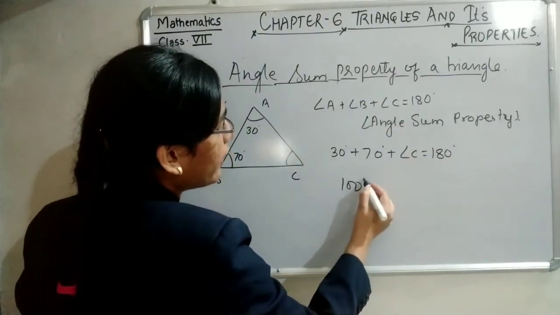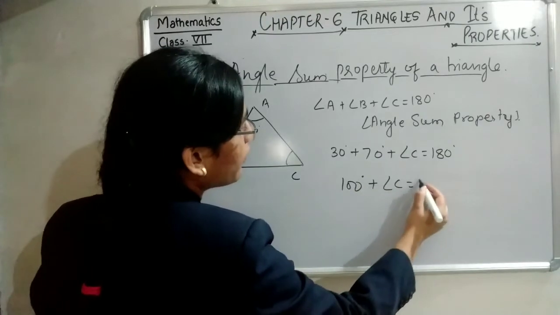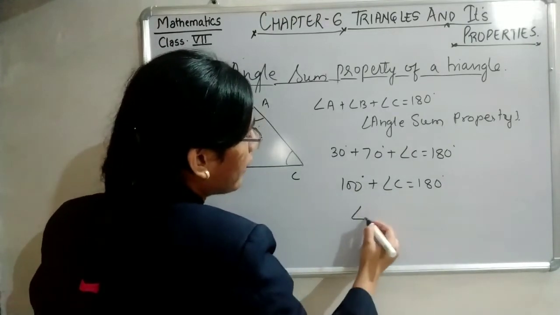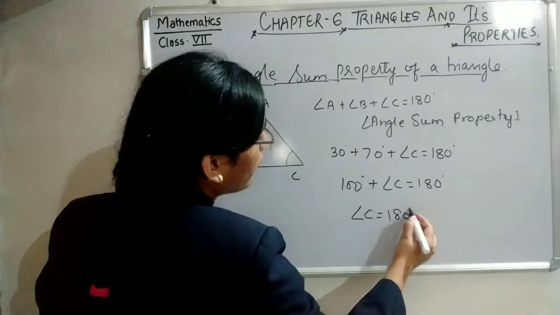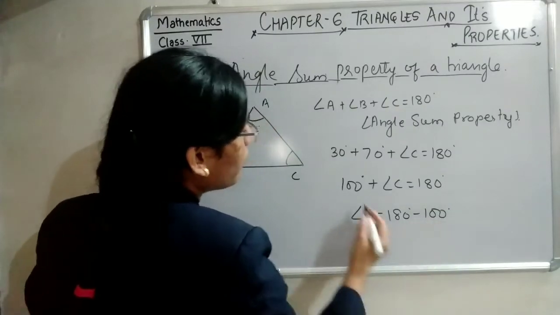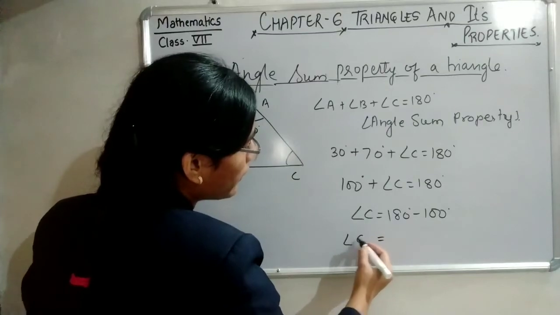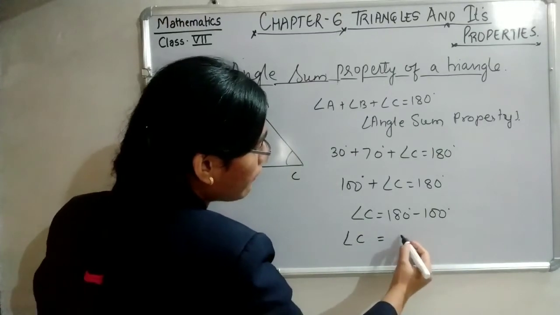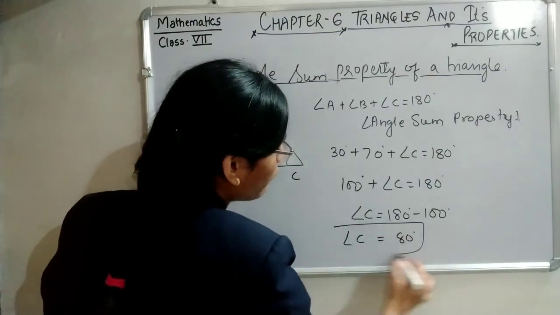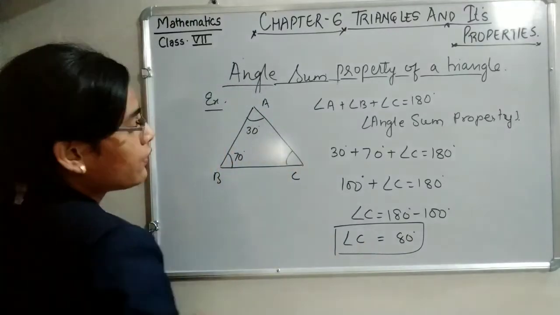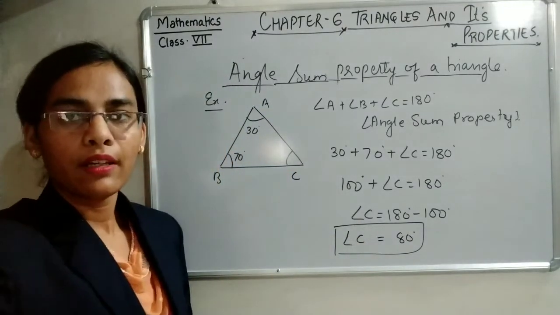Now it will be 100 degrees plus angle C is equal to 180 degrees. Angle C will be equal to 180 degrees minus 100 degrees. So this 100 will be shifted to the other side and it will have a negative sign. So angle C will be equal to 80 degrees. So we have found out the third angle which was not given to us using the angle sum property of a triangle.